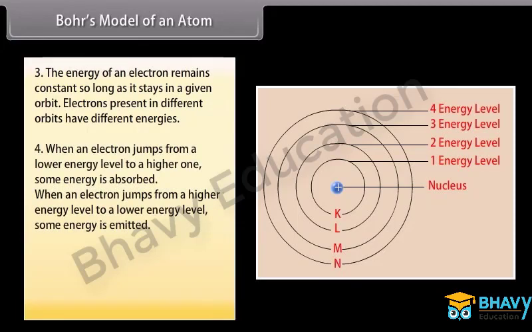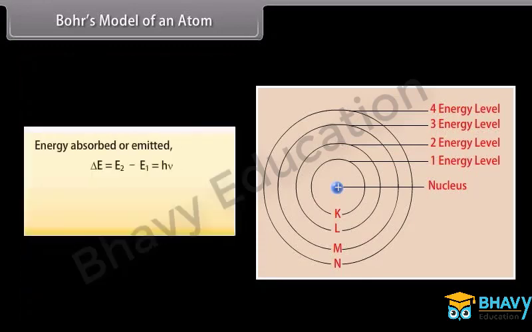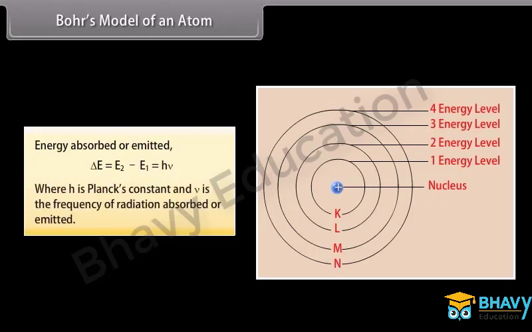4. When an electron jumps from a lower energy level to a higher one, some energy is absorbed. When an electron jumps from a higher energy level to a lower energy level, some energy is emitted. The amount of energy absorbed or emitted is given by the difference of energies associated with the two levels. Energy absorbed or emitted, delta E = E2 - E1 = hν, where h is Planck's constant and ν is the frequency of radiation absorbed or emitted.